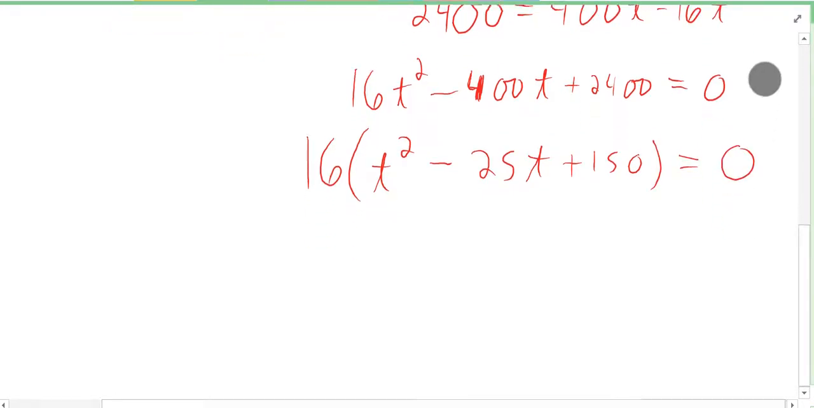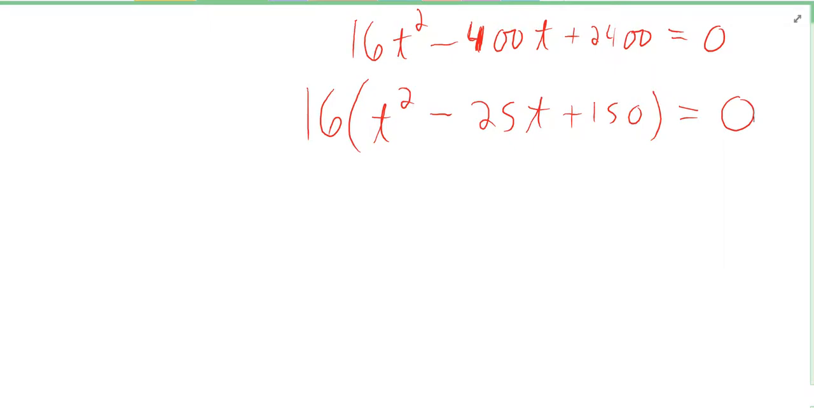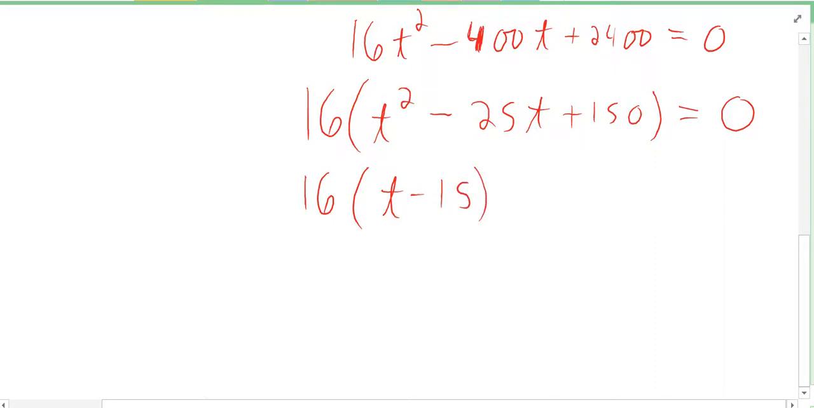So multiply 25, add to 150. Nope, multiply 150, add to 25. Negative 25 is what, 10 and 15? To factor it? Yep, minus 15, minus 10. So we get two answers.